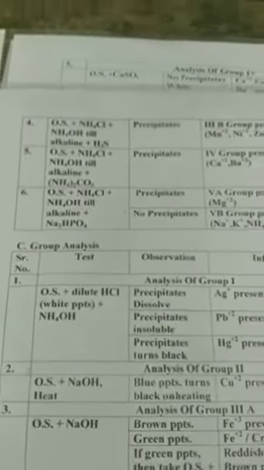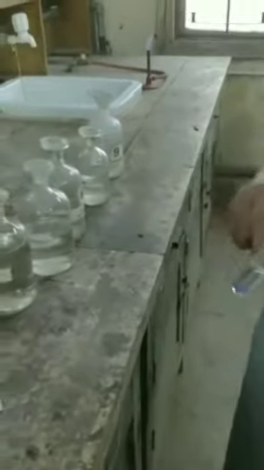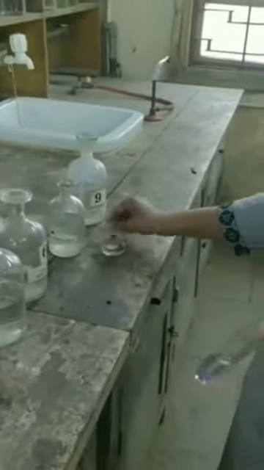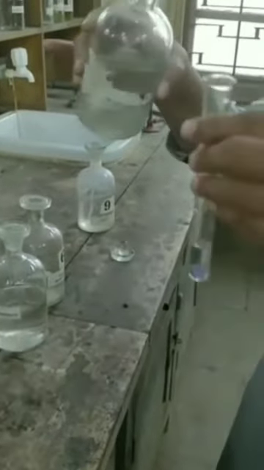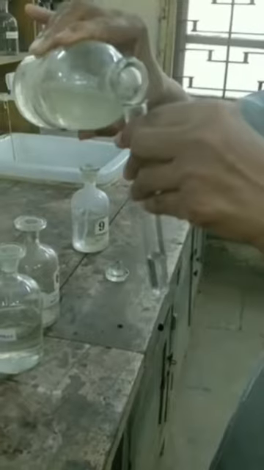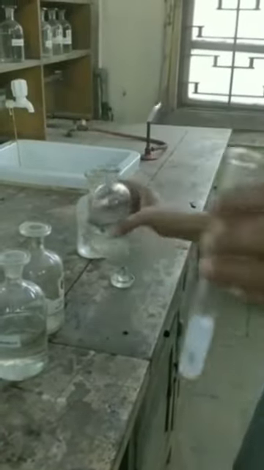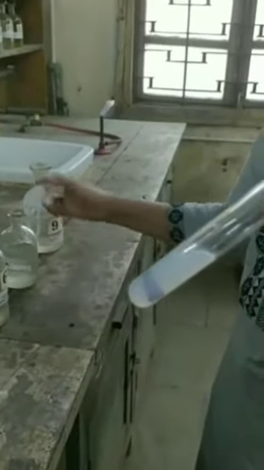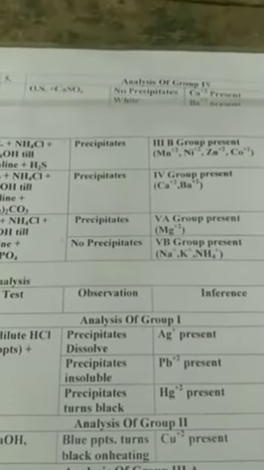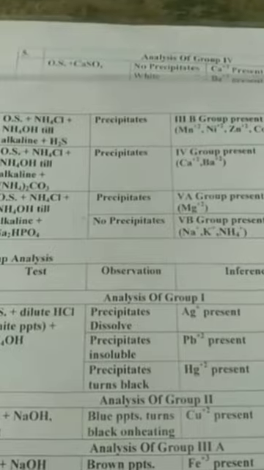So we will proceed to test number 4. In the same test tube we will add H2S water. You can see the precipitates. That means our group 3rd B is present.